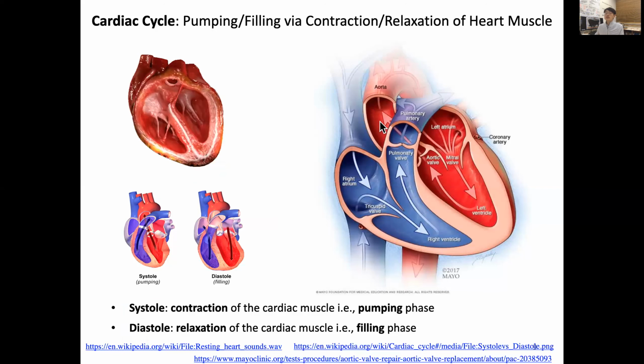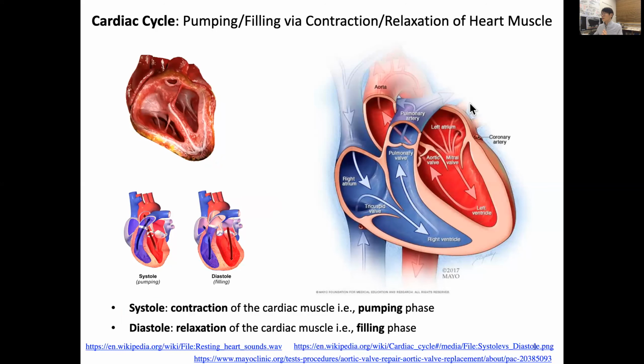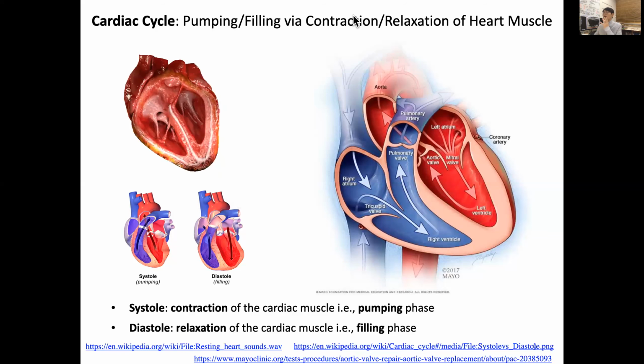Here I want you to focus more on the left side of the heart, because the two sides are very similar, but in terms of importance, the left side is in charge of systemic circulation. So you can see the left atrium, a mitral valve and the left ventricle, which passes blood to the aorta through the aortic valve. So the cardiac cycle is really a pumping and filling of the heart by contraction and relaxation of the heart muscle.